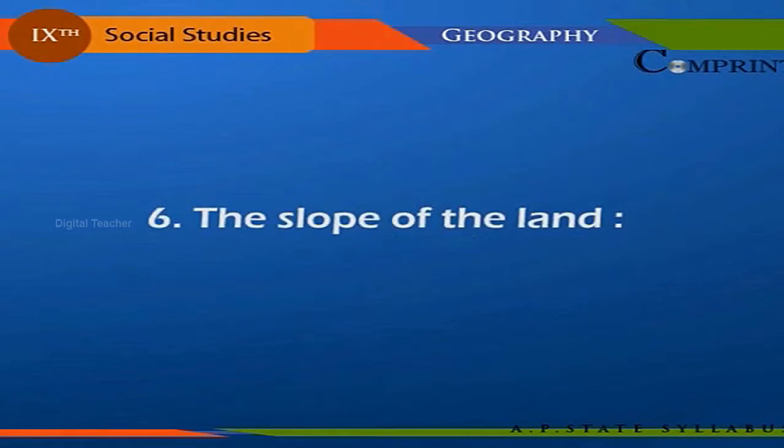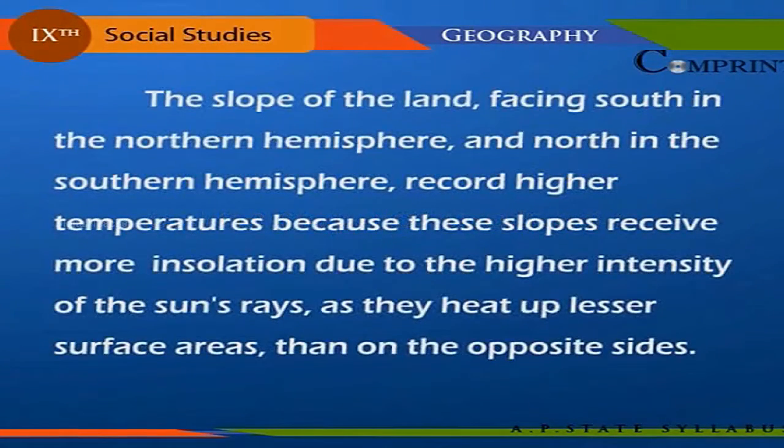6. The slope of the land. The slopes of the land facing south in the northern hemisphere and north in the southern hemisphere record high temperatures because these slopes receive more insolation due to the higher intensity of the sun's rays, and they heat up lesser surface areas than on the opposite sides.